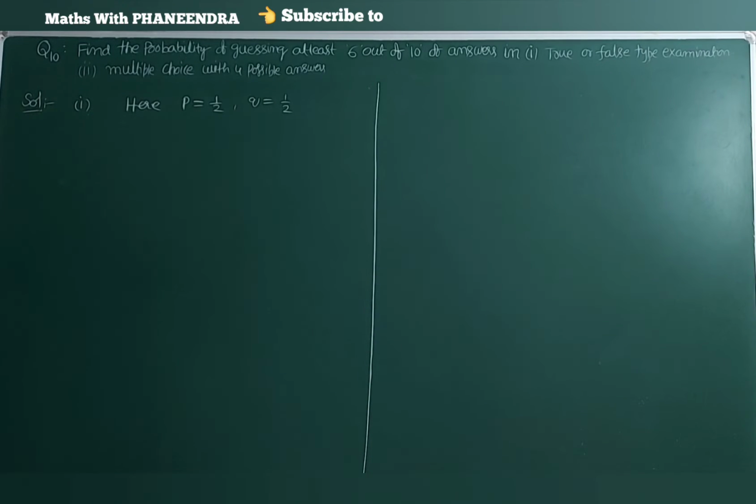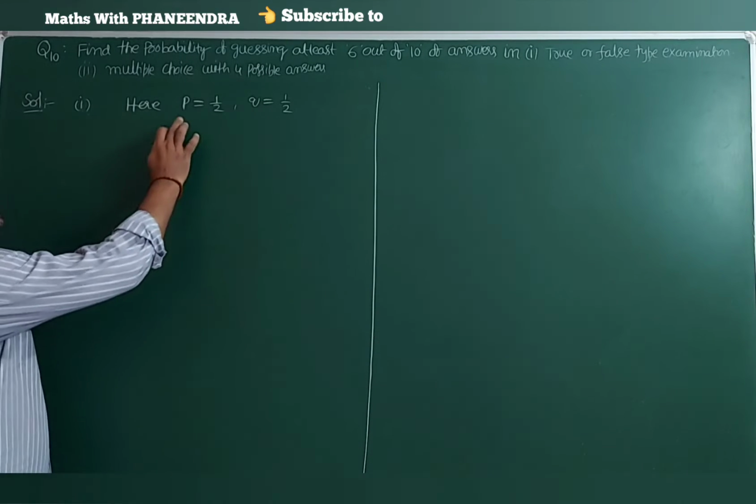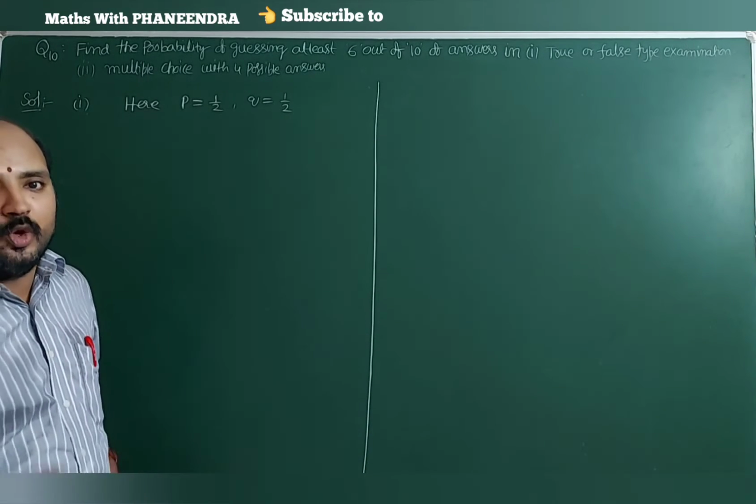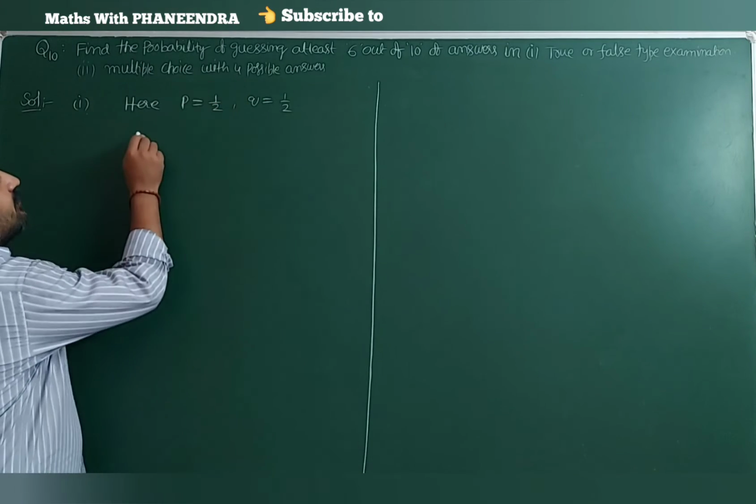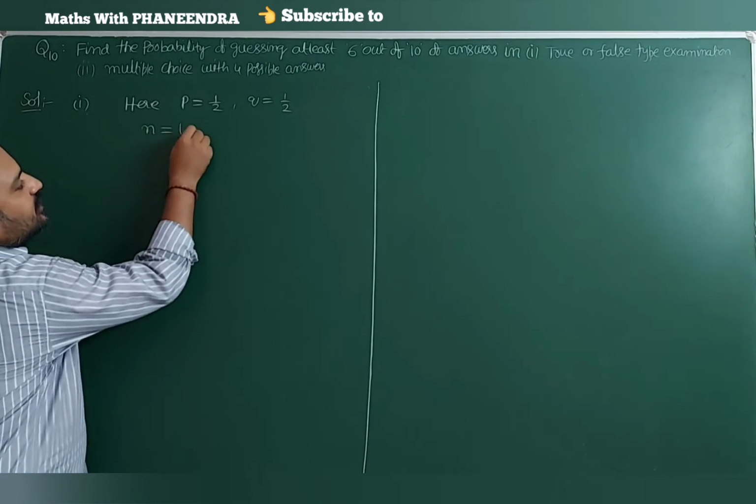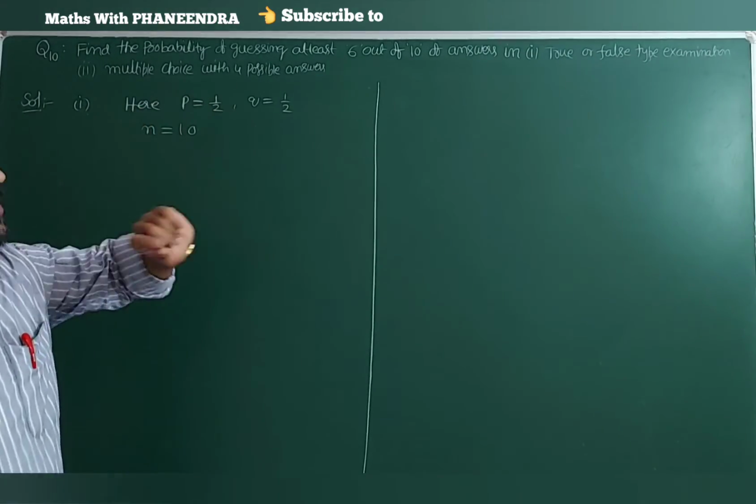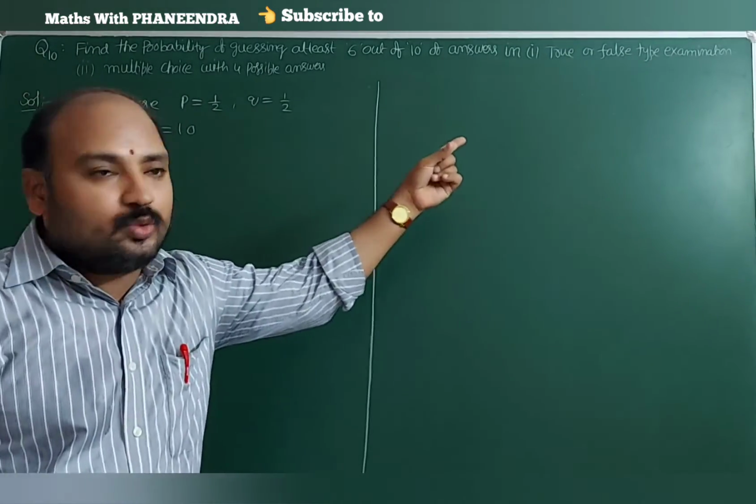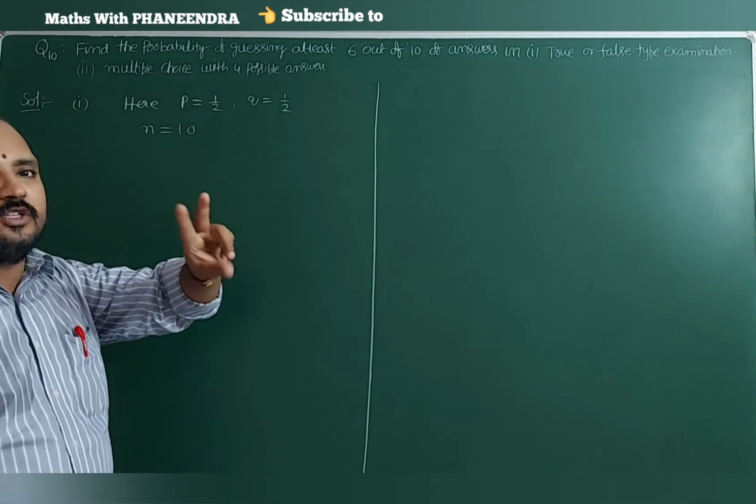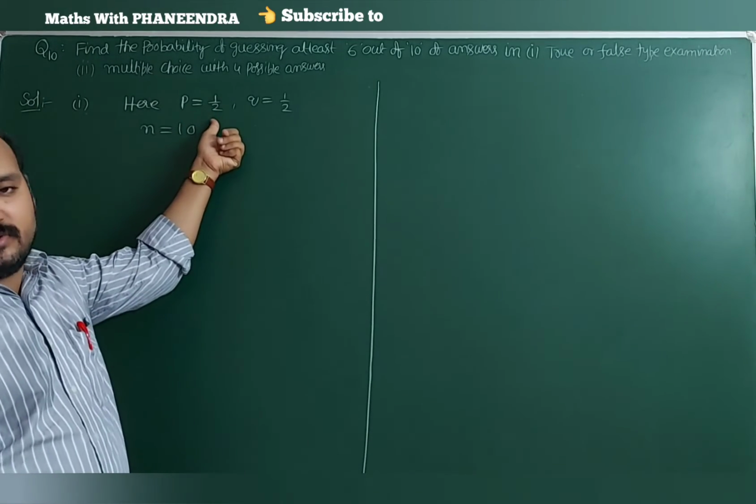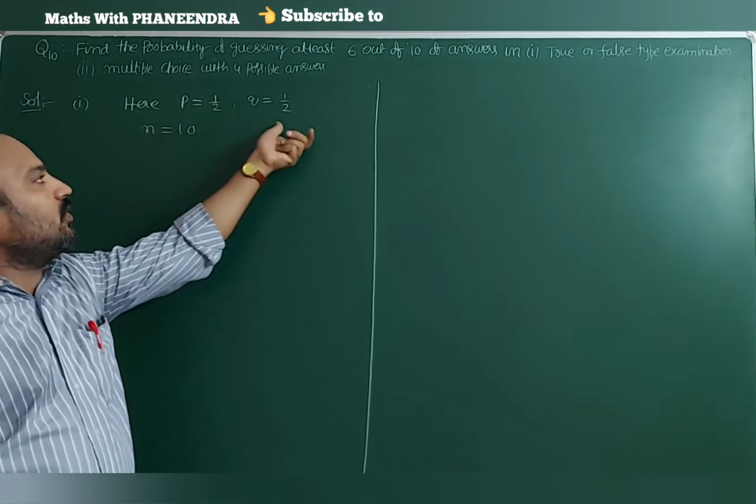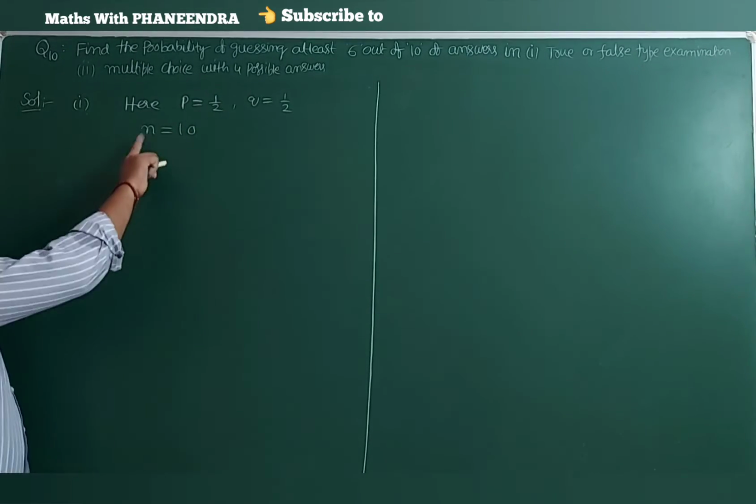So probability of guessing at least 6 out of 10 answers. In that, one is the true or false type questions. So P is equal to 1 by 2, Q is equal to 1 by 2. I hope you understand, dear students. So the total number of answers n is equal to 10. Here P represents the probability that the answer is true. Out of true and false, two possibilities are there. One is the true case, 1 by 2, and the false case, 1 by 2. So n is equal to 10.